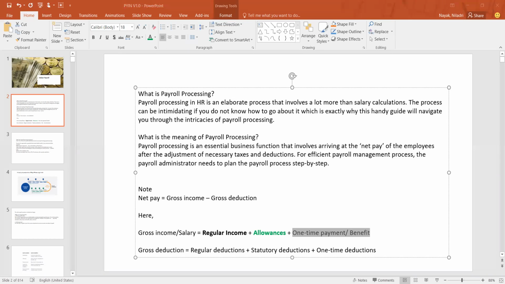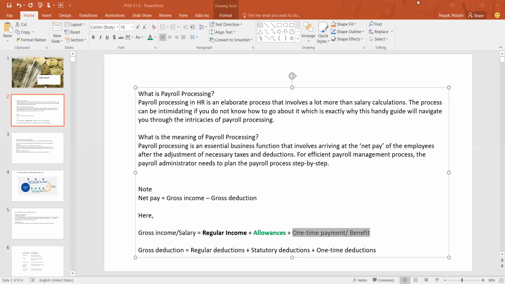So one-time payment can be of two types. It can be part of your salary, then you have to pay through info type 0015, or if you are paying it outside the salary, then you have to pay it through info type 0267, or off-cycle payment. Are you clear on this? These two info types, 0015 and 0267.